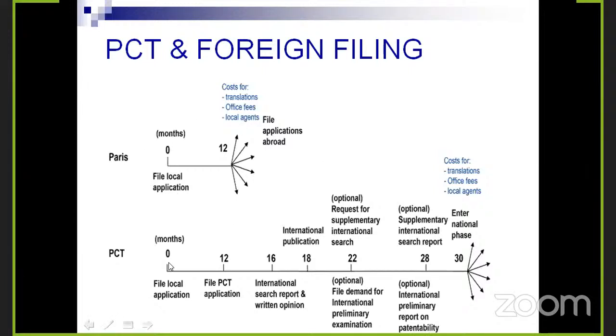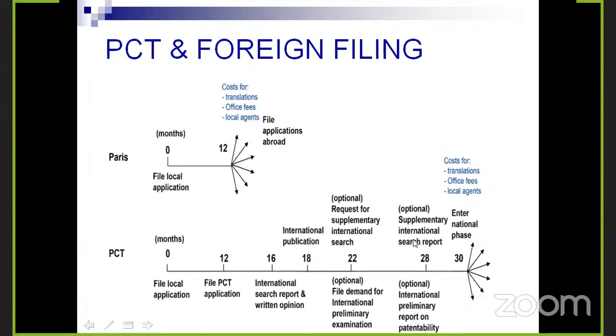Now, if one is not very sure, then one can adopt the PCT route. The PCT route is also called the Patent Cooperation Treaty, and this is a treaty that has been signed by several countries globally. By signing this treaty, they have agreed that whoever files a PCT application will get an additional time period of not 12 months but 30 months from date of first filing.